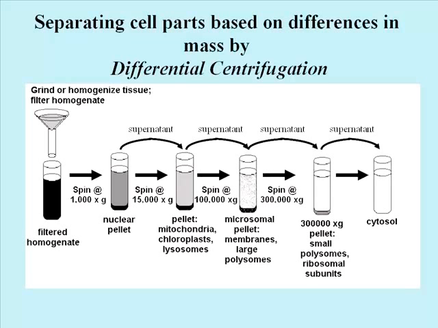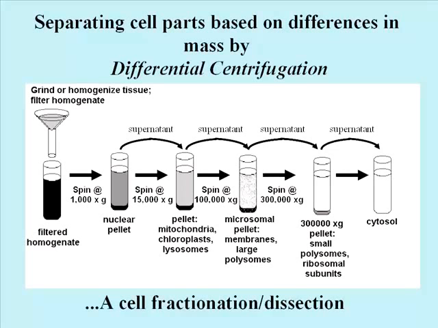The cytosol, then, is the last supernatant, and it contains all of the soluble components or chemicals in the cytoplasm, and no longer contains any of the particulates, any of the organelles or small structures in the cell. We'll have occasion to look at this kind of fractionation, or the results of this fractionation, again. Again, this is a cell fractionation or a cellular dissection.